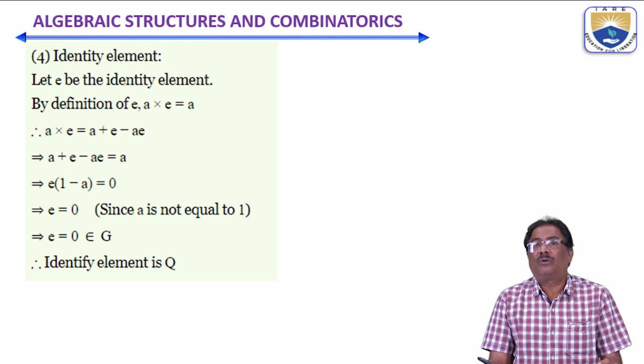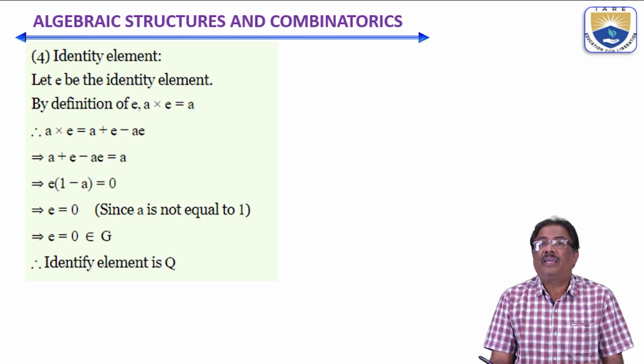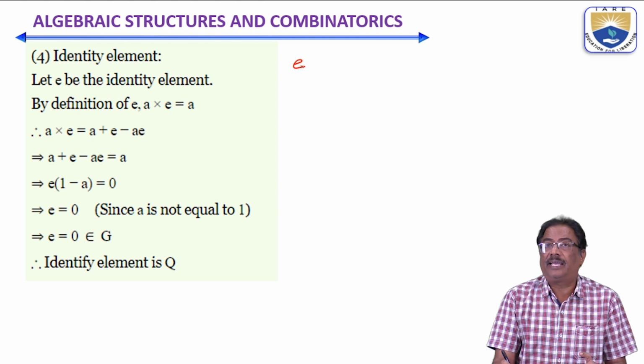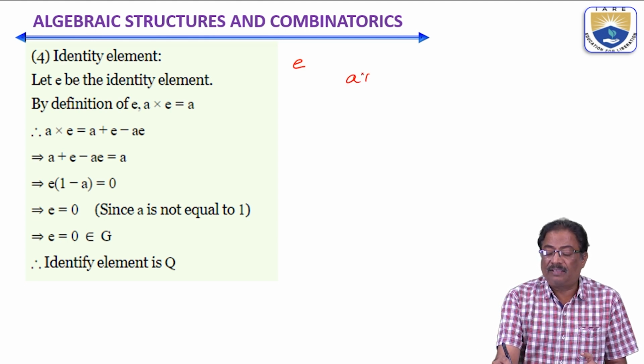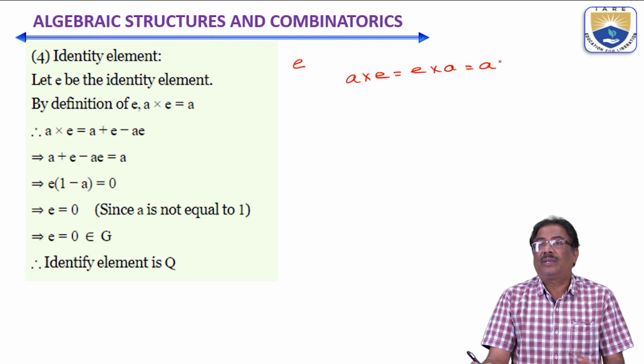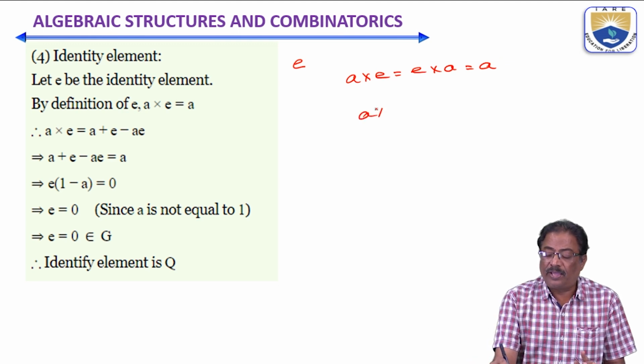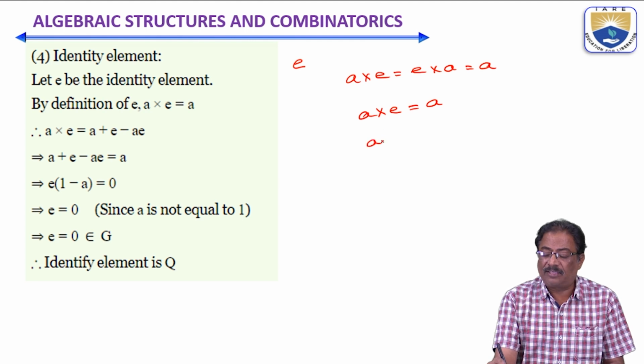Then once again we are going to verify whether it has an identity element or not. Let us consider E to be the identity element. Then A cross E is equal to E cross A is equal to A, and then we can say that E is the identity element. So A cross E is equal to A. Then A cross E is nothing but A plus E minus AE, equal to A.